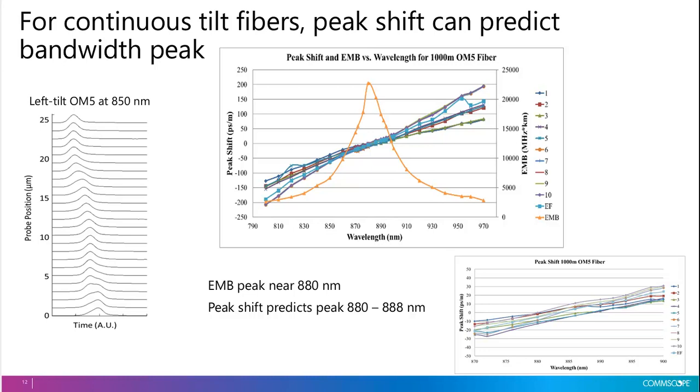And if we plot that on top of the EMB measurement for this fiber, sure enough, the bandwidth peak is also around 880 nanometers. So we can measure this fiber at 850 nanometers, quantify its tilt with peak shift, and then use that to predict where the bandwidth peak of this fiber is going to be. And we can do that fairly accurately.